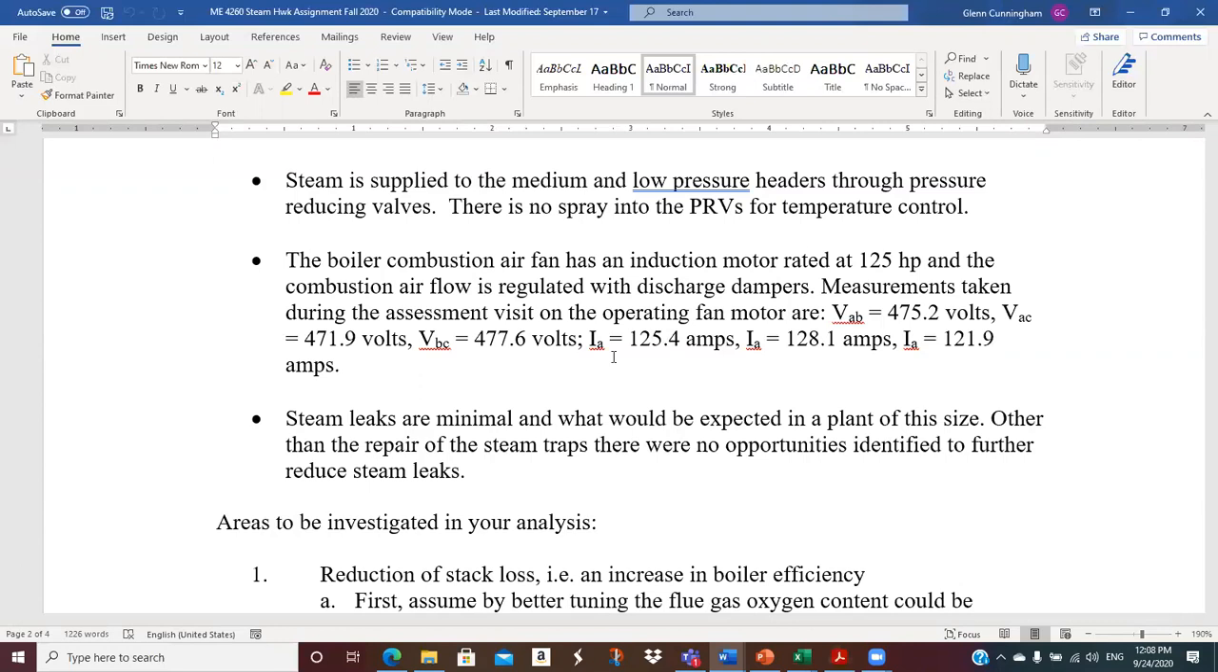Okay. Steam leaks are minimal, so there are no real other opportunities there other than the repair of the steam traps. There are no opportunities identified further. All right, let's go down.